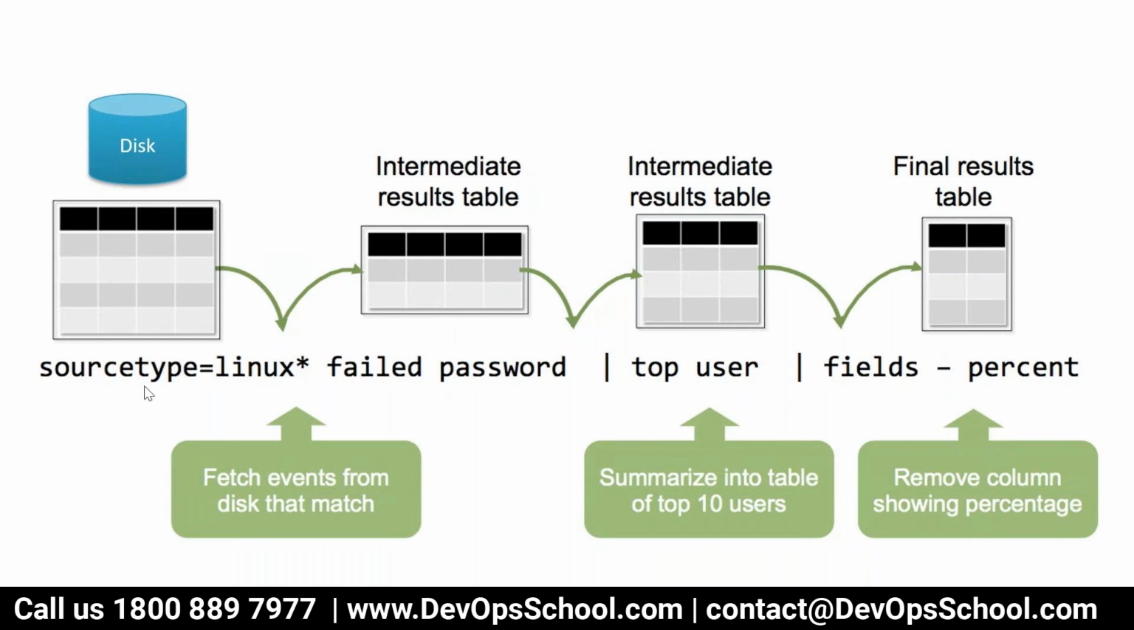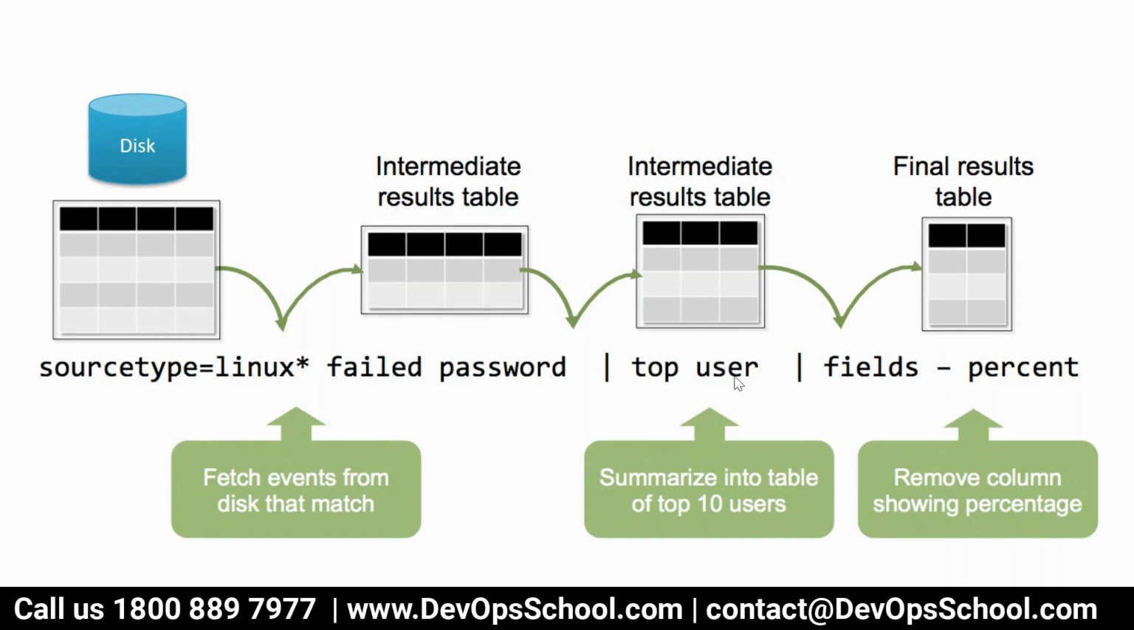So look at this here. You are filtering by source type Linux. Star means any source type named with Linux, ending with anything. Here I'm searching for failed password. Mind it, here you do not specify AND or OR, so by default it will take AND. That means any logs which have both failed and password.